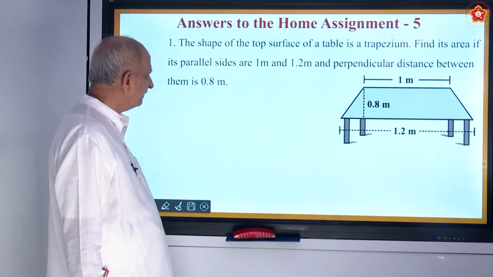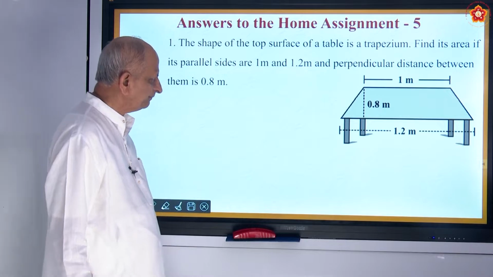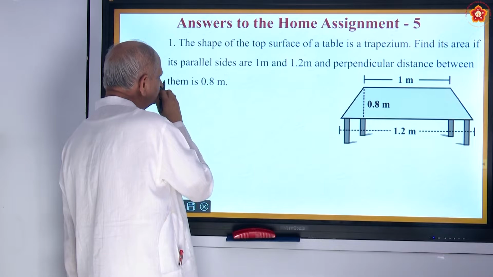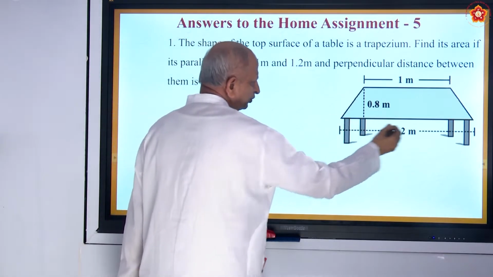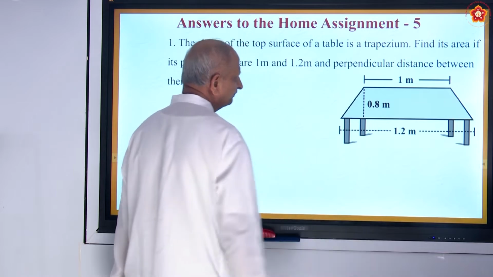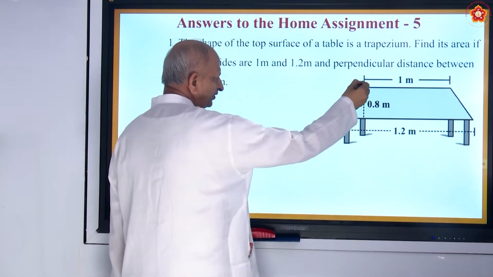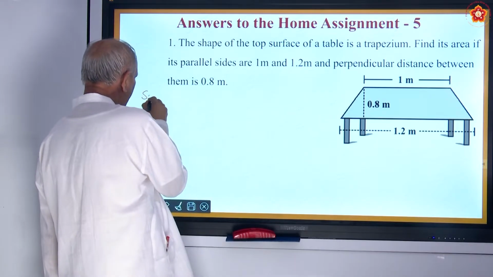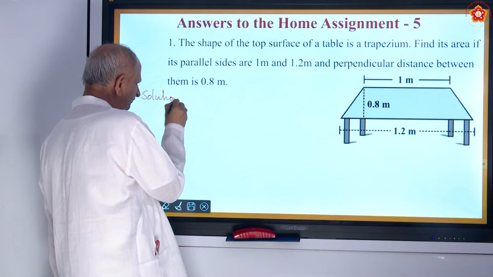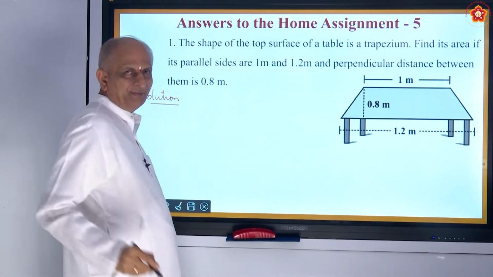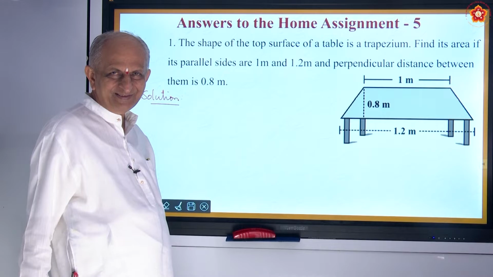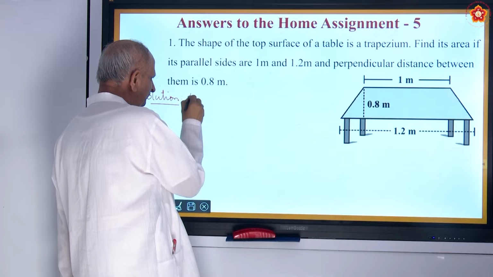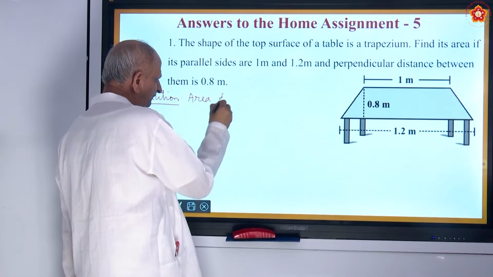The first question, the shape of the top surface of a table is a trapezium. So this is a trapezium. Find its area, if parallel sides are 1.2 meters and 1 meter and the perpendicular distance is 0.8 meters. So come on, we'll try to do it. Come on, start. You can write yourself. Those of you who don't know, only see. Otherwise, you work out yourself. You'll be happy if you do yourself, okay?